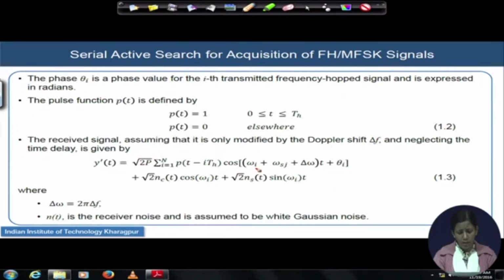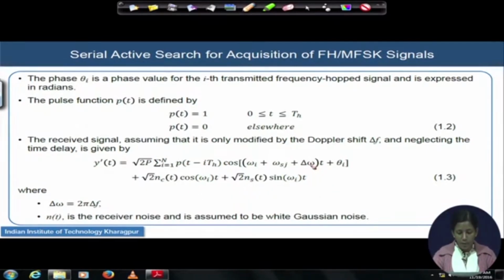Remember that earlier wi plus wsj is getting associated with another shift attributed by the Doppler shift of del f, and now we are also associating the incoming noise with that. And remember, this is an additive white Gaussian noise process, n(t), and n(t) is a complex Gaussian noise. So it has a cosine as well as a sine, in-phase and quadrature-phase component, written here.